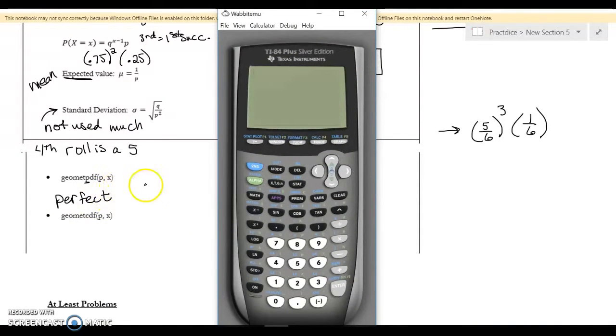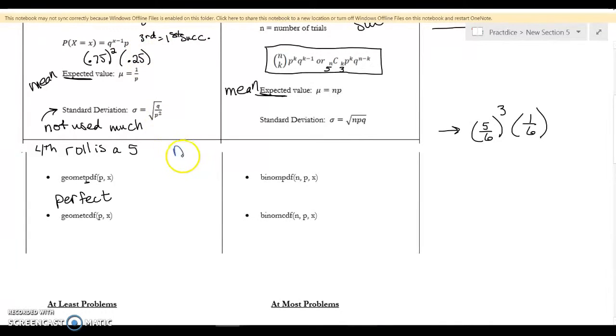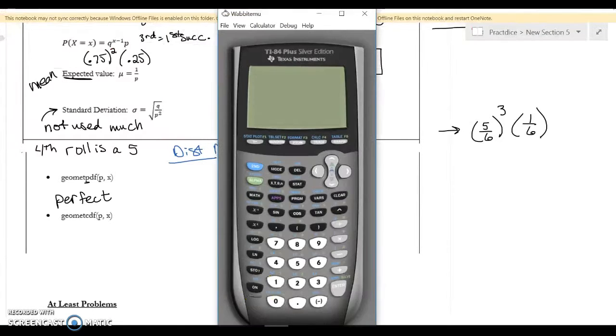On your calculator, to get to the function, it's under the distribution menu. I'm going to hit second, distribution, and near the bottom, it's right down here. I want geometric PDF, and I'm going to hit enter. Oh, this calculator hasn't been updated. So some of you will have a menu.